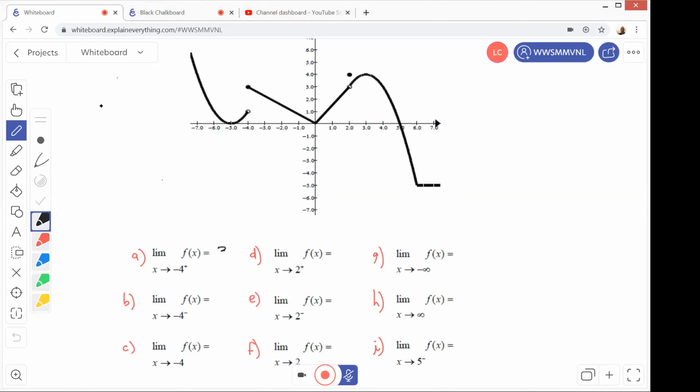All right, so for letter B, back to pointer. As x approaches -4 from the left side, so here's -4, and we're approaching this value from the left side. So as we get closer and closer to -4, we get to that y value. That's -4, and we approached it from the left side. So the y value there is 1. So that's our answer, 1.